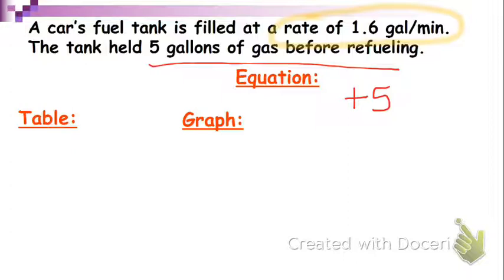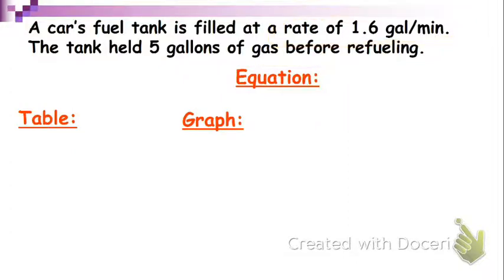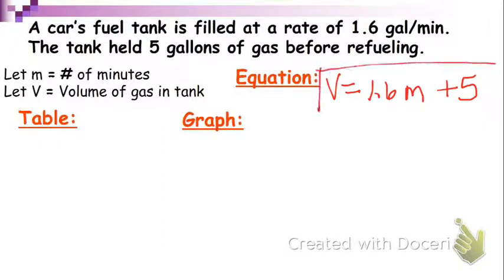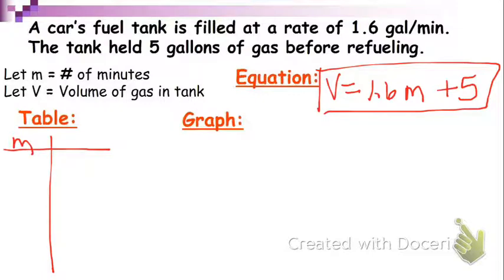So if you have, what else do I have on here? M is the number of minutes, and V is the volume in the gas tank. So V at times 0, it's 5, so you're going to have 1.6 gallons per minute, so you're going to multiply that by M, and then you've got your plus 5. So this is the equation we're going to use for our table. So we'll have M and we'll have V. So these are like our X and Y.